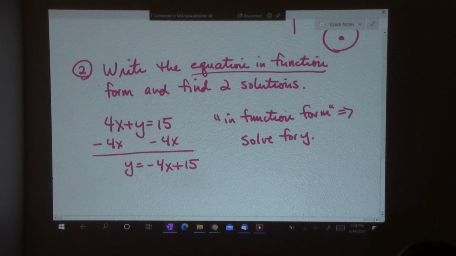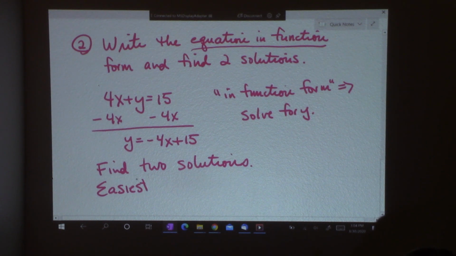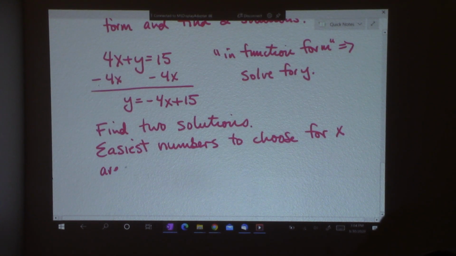Okay, so that's the first part. I wrote the equation in function form. Now, I'm going to find 2 solutions. So you can choose whatever you want to put in for x. It's kind of like when you make a table and you're graphing, okay? So usually the easiest numbers to choose for x are 0, 1, and 2.